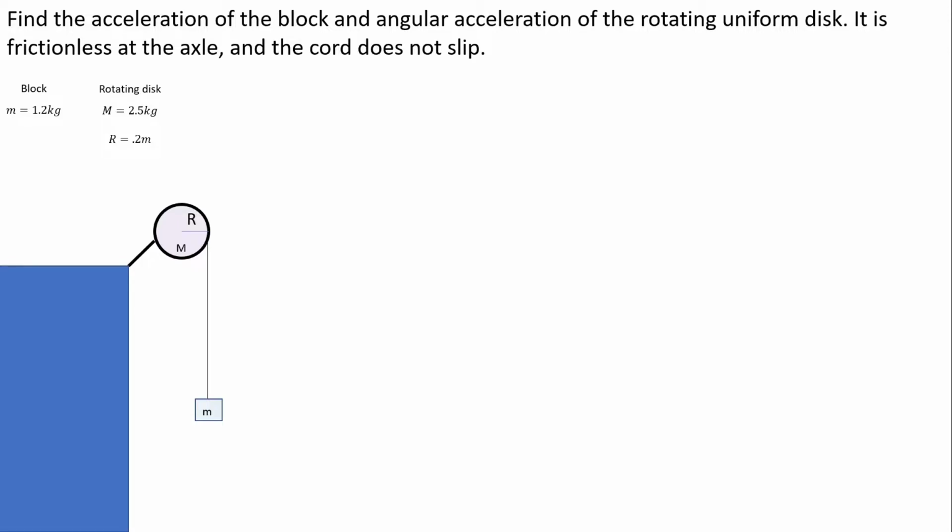We're given the mass of the block to be 1.2 kilograms, represented by lowercase m. The mass of the disk is 2.5 kilograms, represented by capital M, and the radius of the disk is 0.20 meters. In this problem, the block is undergoing some sort of acceleration. As the block accelerates, it causes the disk to rotate and experience angular acceleration. Let's work out the details on the block.